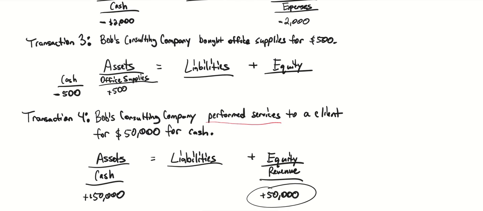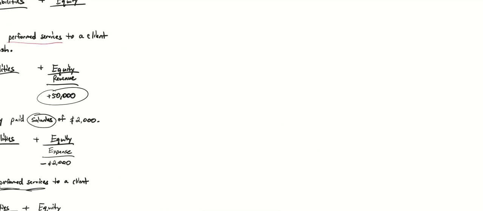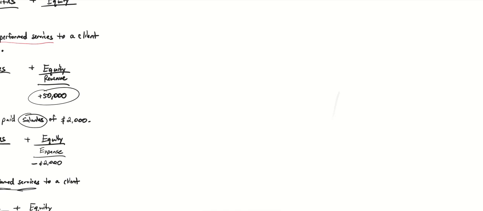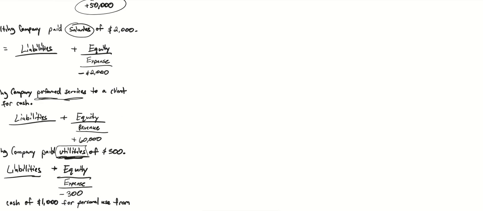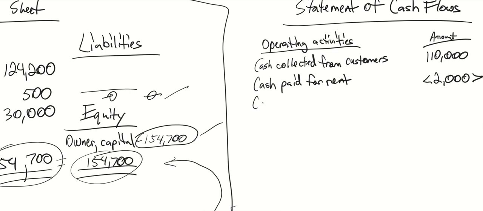So Bob's Consulting Company bought office supplies for $500. Okay, so yes, the purchase of office supplies, it was by cash, and it was $500. So yeah, that's going to be a reduction in the statement of cash flow. There we go. So cash paid for supplies. It's $500. So it's going to be a minus 500 because it's only focused on cash collected and cash paid. That's it.